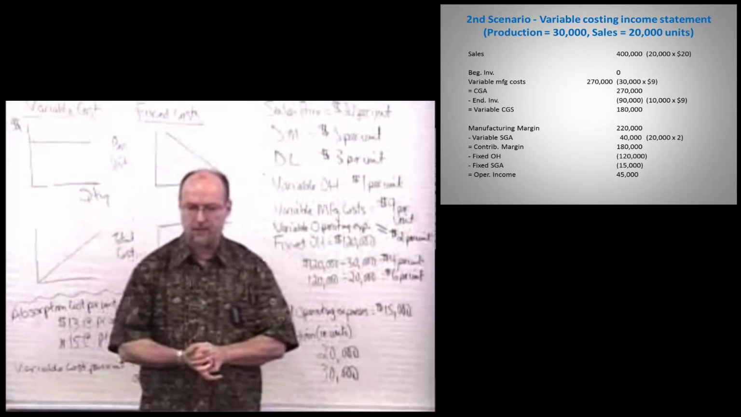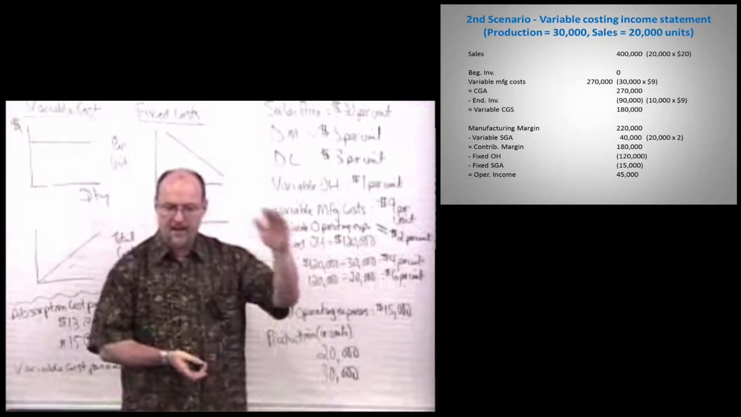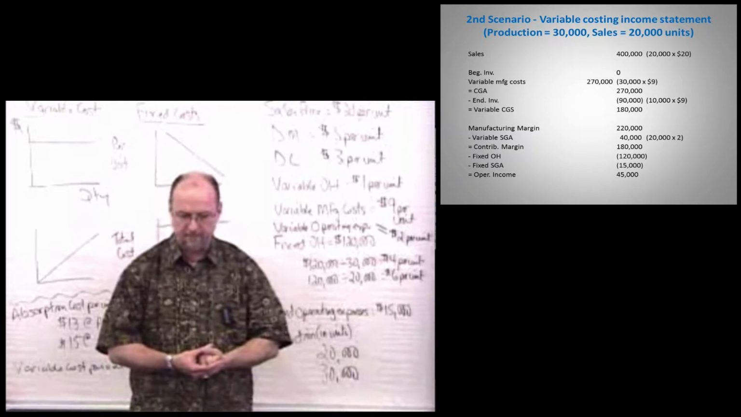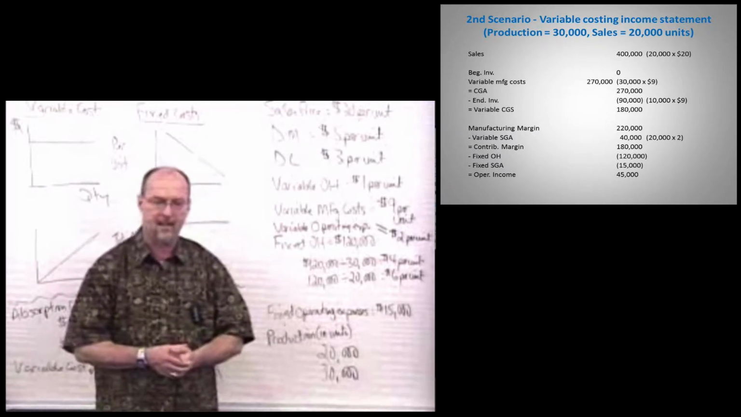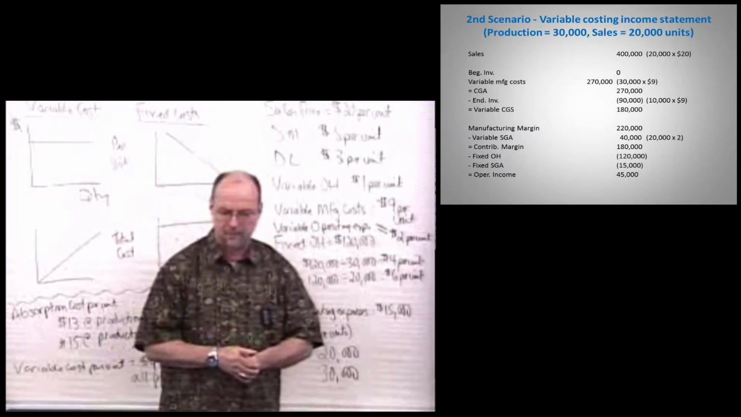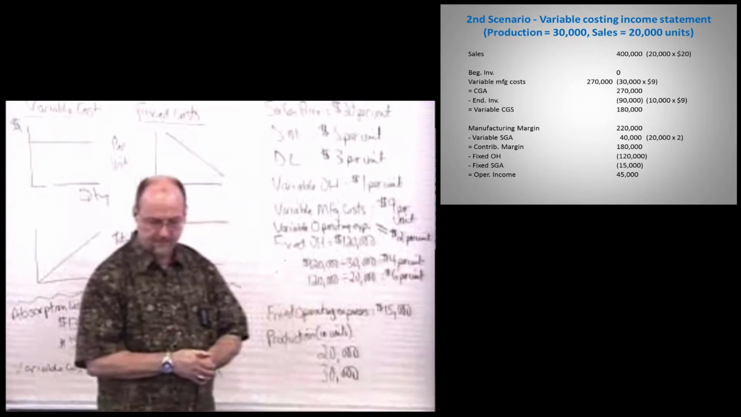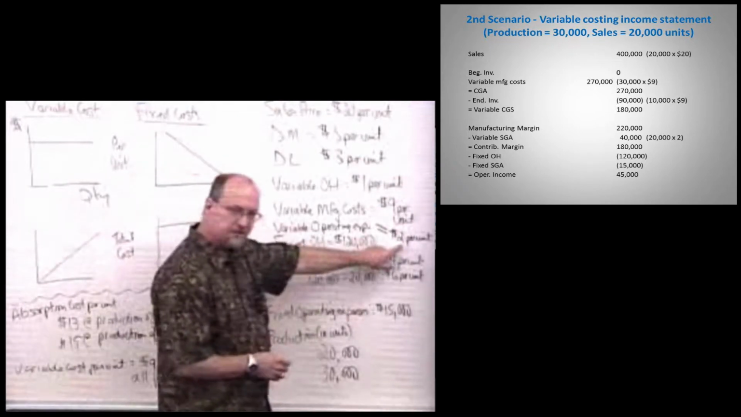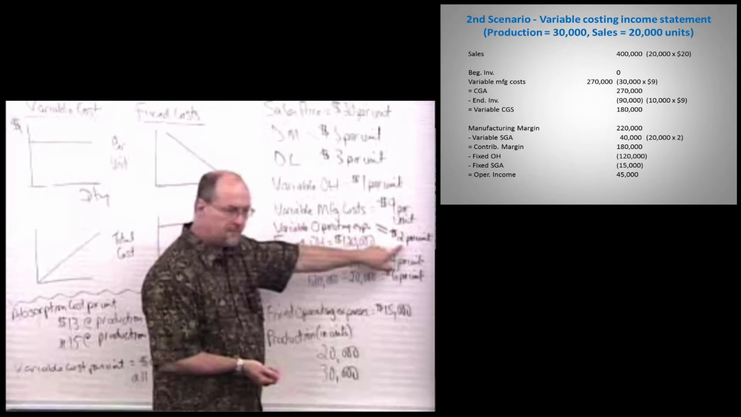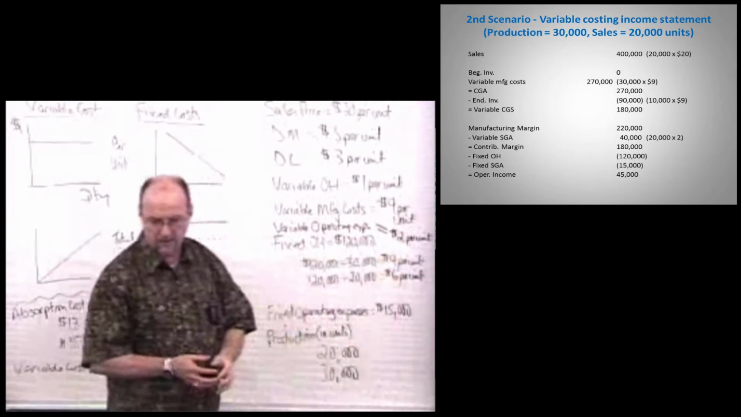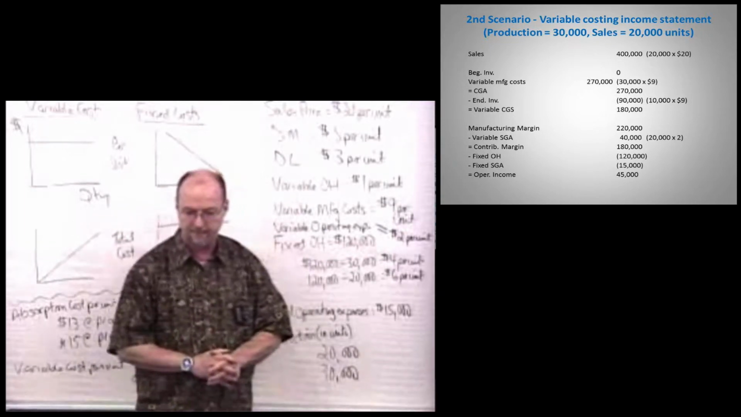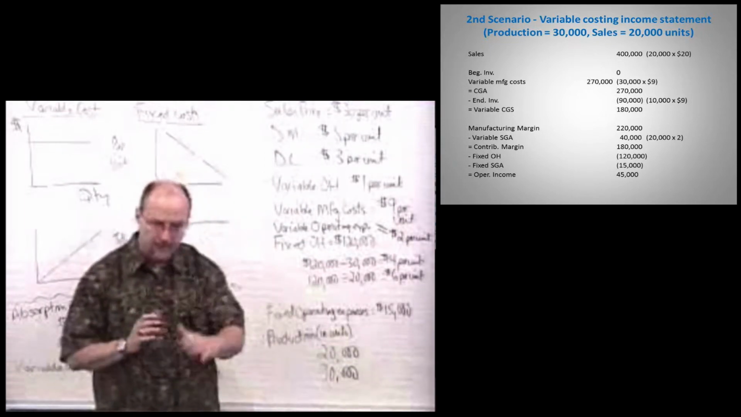My manufacturing margin, revenue minus variable cost of goods sold, equals manufacturing margin of 220. Then I'm going to subtract my variable selling and administrative expenses, 40,000. I sold 20,000 units. Think of a sales commission of $2 per unit. 2 times 20 is 40,000. That gives me a contribution margin of 180. And again, hit pause if you need to reconstruct the numbers.